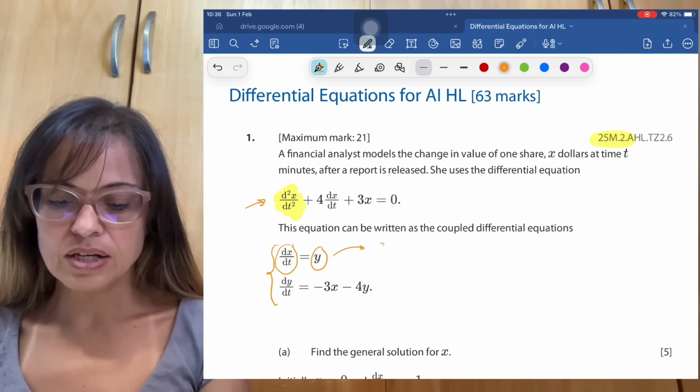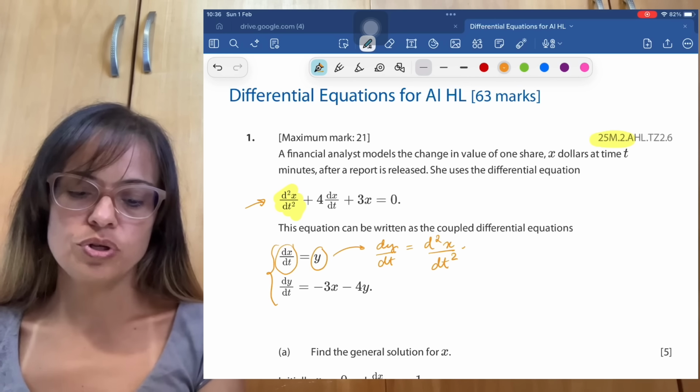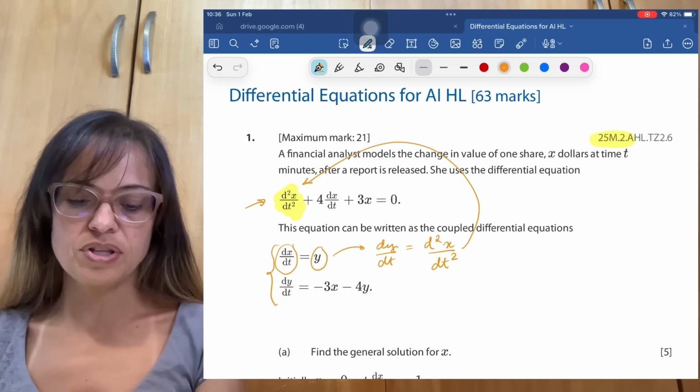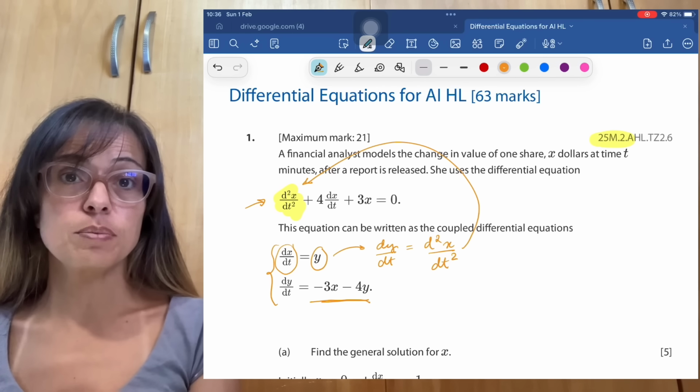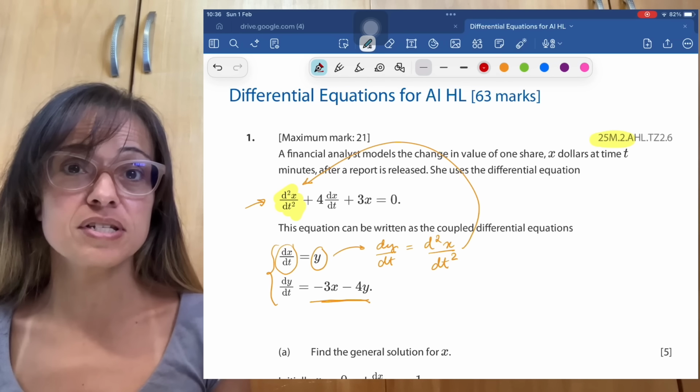So when you do that, the derivative of y becomes the second derivative of x, which you can then plug into the original equation, and that's where this second one is coming from. So always do this with the second order, okay? Even if the question doesn't say so.